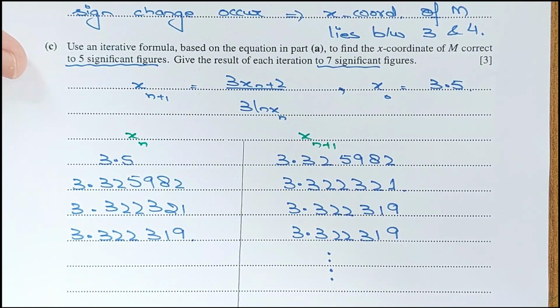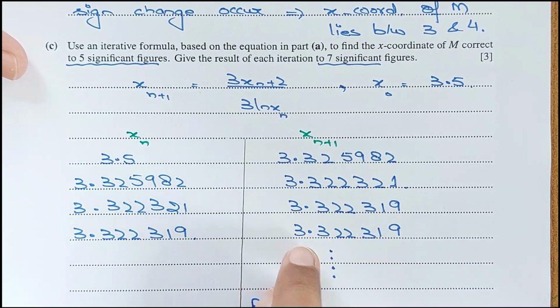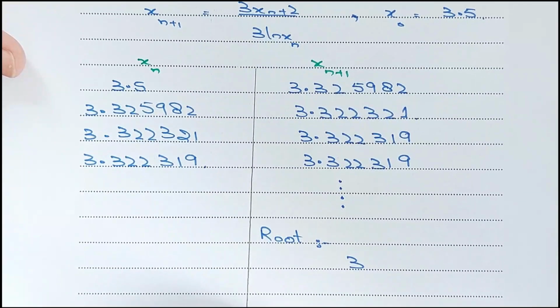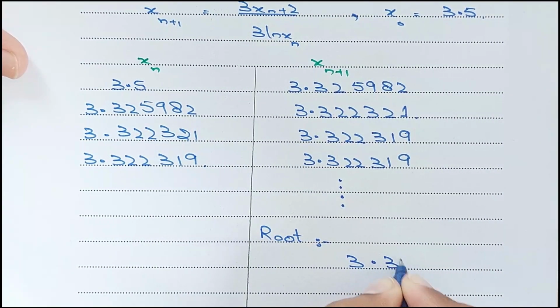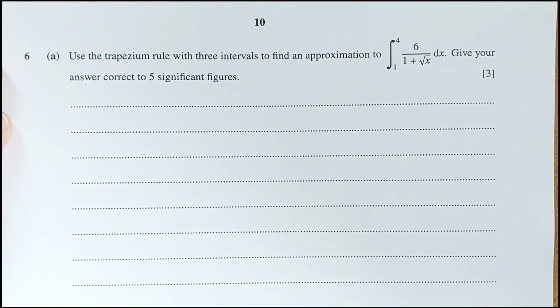The root should be up to 5 significant figures. So we can say the root is, as you can see, 3.322319. So 1 2 3 4 5 significant figures. The answer is 3.3223. Yes. Question number 6, part A.